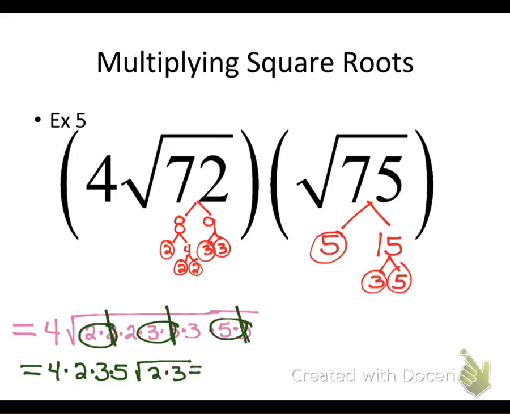So simplify means I'm going to basically multiply my numbers in the coefficient together. So 4 times 2 is 8. 8 times 3 is 16. Well, no, 24. And then what's 24 times 5? 120. And then I'm going to simplify my radicand. So what's 2 times 3? 6. And there's my final answer.